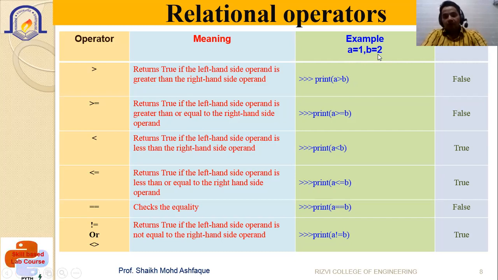Suppose we are having in the example the value of a is equal to 1 and b is equal to 2. Whenever you are going to print it, print a greater than b. So a is 1 and b is 2. So basically a is not greater than b, so it will return the output as false. Next one, a greater than equal to b. Once again 1 is not greater than or equal to 2, so it gives a false value. Third is a less than b, print a less than b. Yes, 1 less than 2, so it gives a true value. We'll go for the last instruction, print a not equal to b. So here a is 1 and b is 2. Both are not equal, so it will print the value as true.